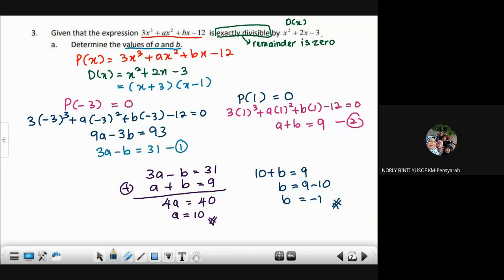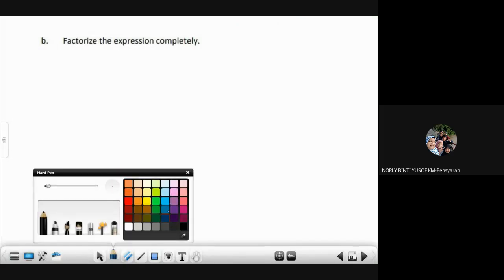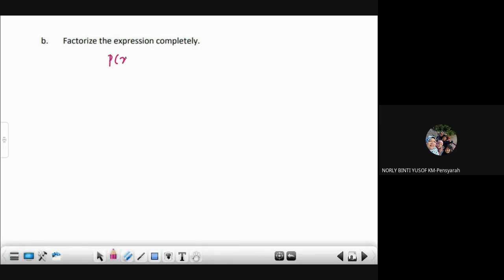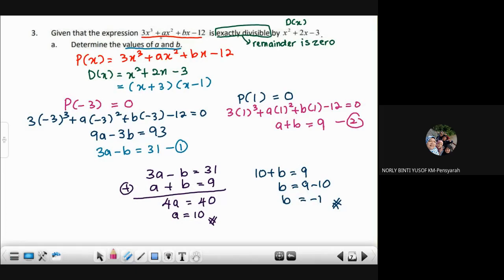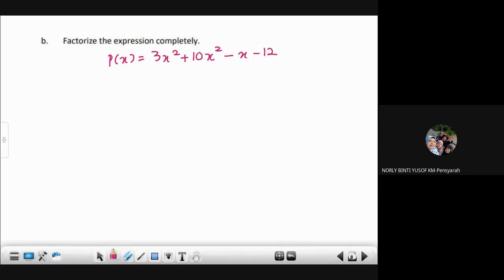And then soalan B dia, part B dia suruh factorize. So samalah macam tadi. So kita pun tulis Px dia tadi dulu. Px dia adalah 3X kuasa 3. A dah dapat, A adalah 10. So tambah 10X kuasa 2. B dah dapat negatif 1. So plus minus lah. Minus X minus 12. Dekat sini A adalah 10 masuk dalam. B adalah negatif 1. So sub inside.